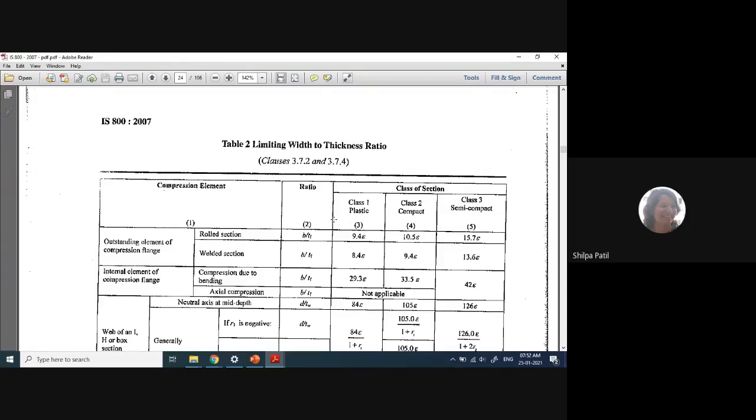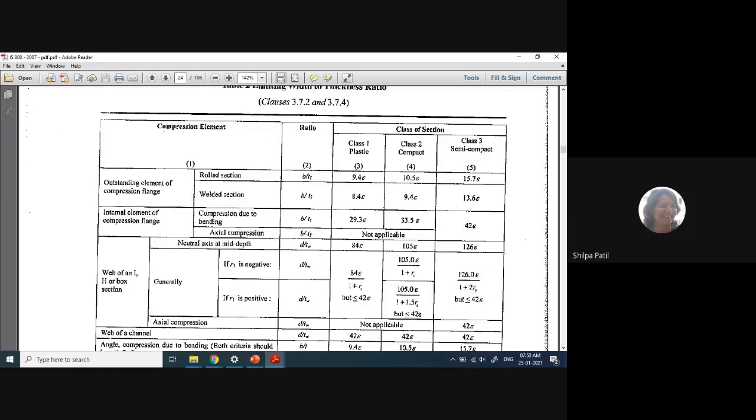So IS 800 Table 2, limiting width to thickness ratio. We have to refer to this table now. We will discuss this table first. In this table, the various compression elements are given. Their description is given. Then this ratio is actually the width to thickness ratio, the width of the various parts of a given section and its thickness.